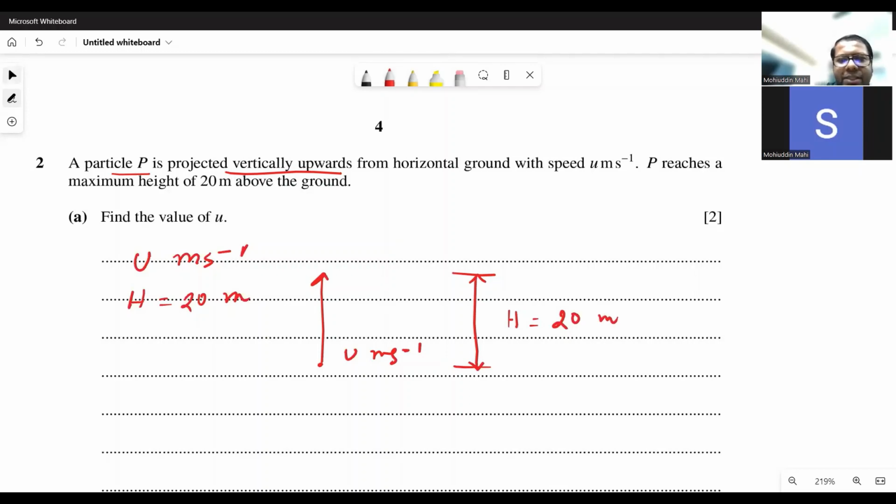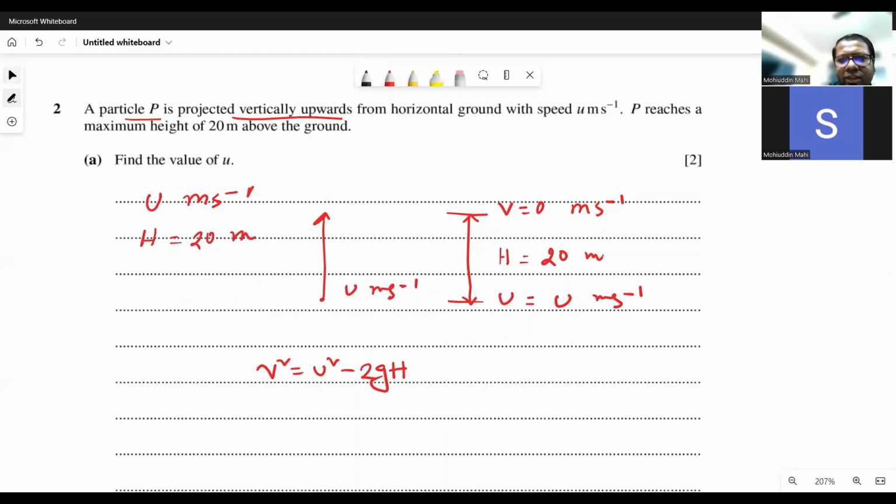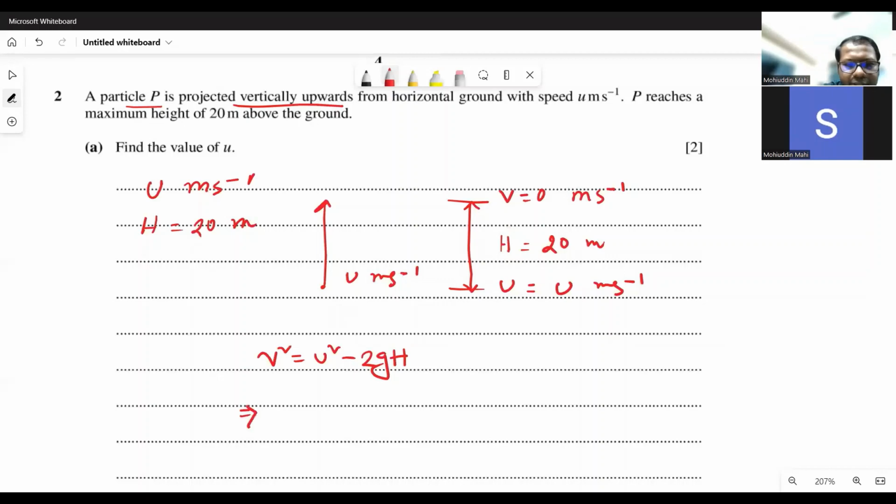So at maximum height, the final velocity is 0. Initial velocity is u meter per second, and final velocity is 0 meter per second. So v squared equals u squared minus 2gh. Negative acceleration, why? Because it is moving against the gravity. So that's why definitely the sign of the gravitational field strength or acceleration due to gravity is going to be negative.